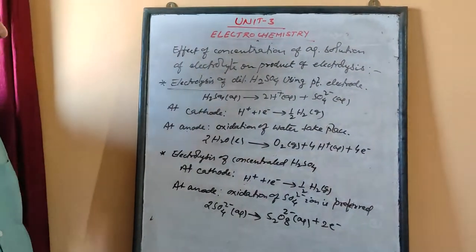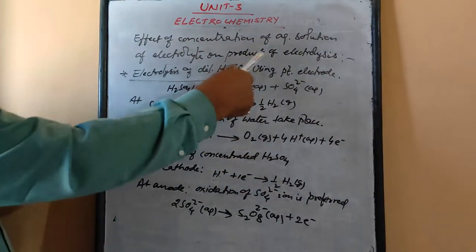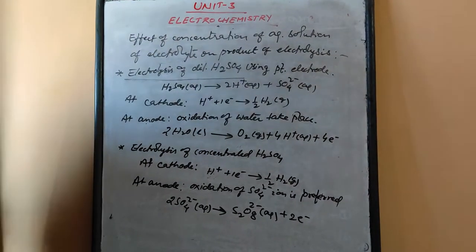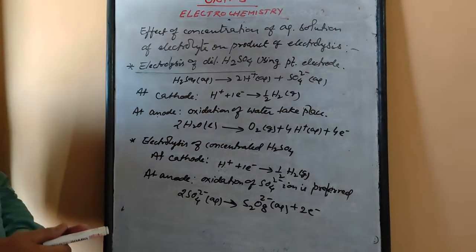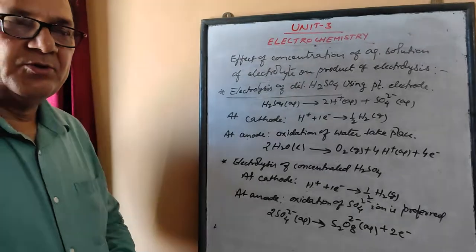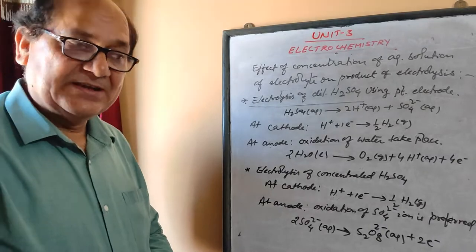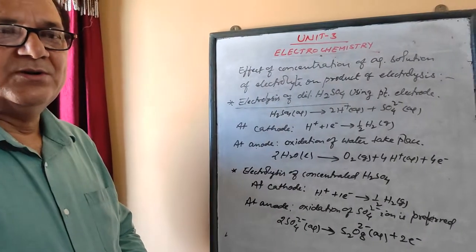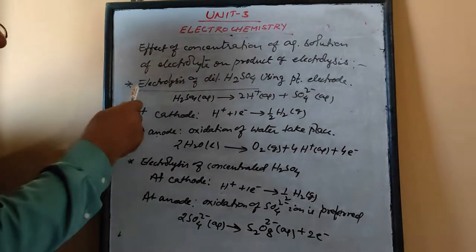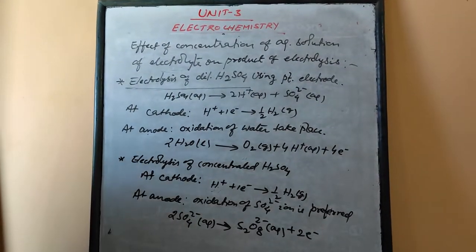Now here, the effect of concentration of aqueous solution of electrolyte on the product of electrolysis. In this topic we focus on the change in product of electrolysis when the concentration of electrolyte is changed. According to the Nernst equation, which you already know, when concentration of electrolyte changes, the electrode potential also changes. So here we explain one example: electrolysis of dilute H2SO4 using platinum electrode.